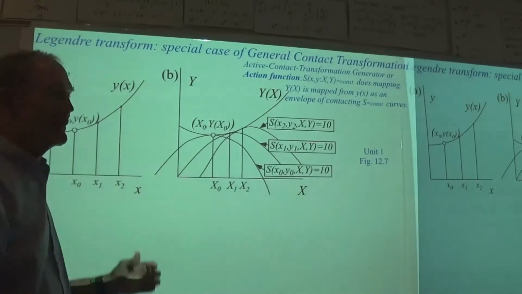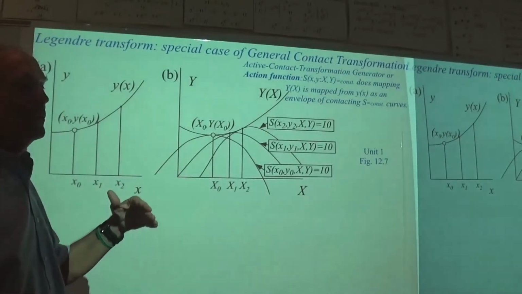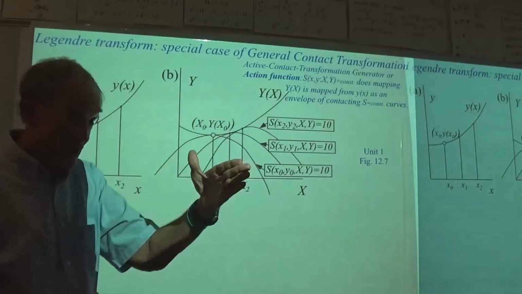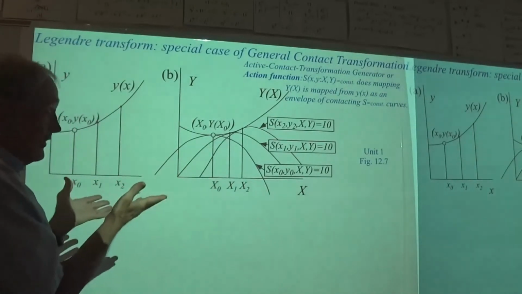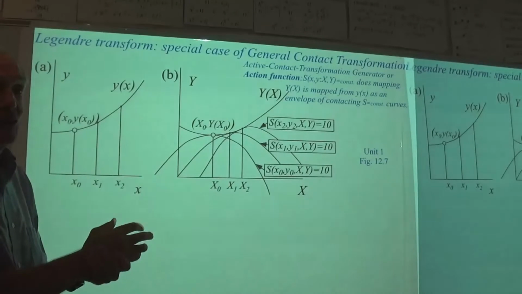I'll think of it later. But anyway, that's the wave front created by all the little wavelets. That's what this is, except it's just a mathematical structure here.